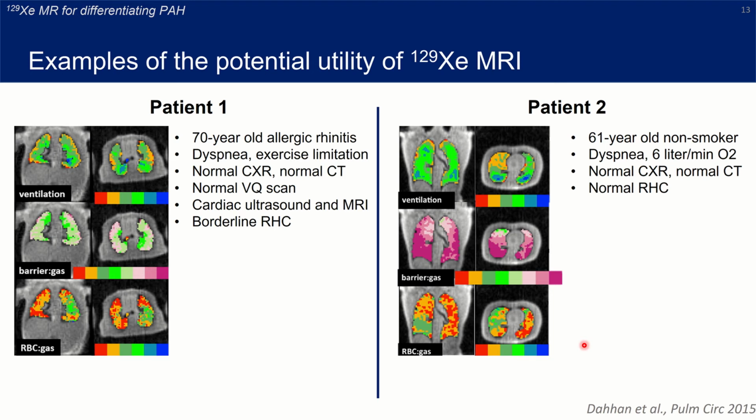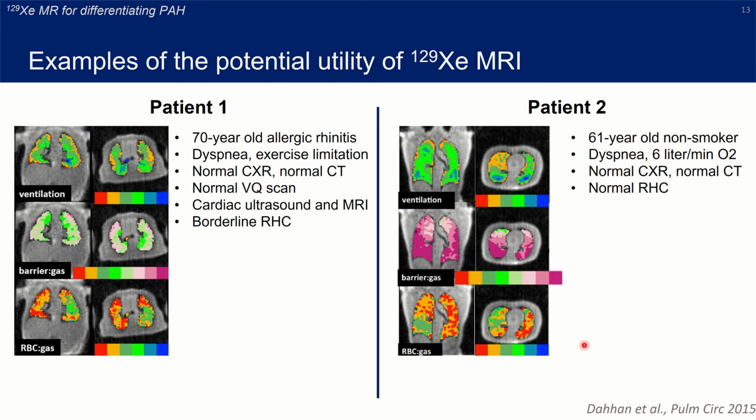And then our second patient, patient number 2, was a 61-year-old non-smoker, and she presented with dyspnea and also had an oxygen requirement, needed 6 liters. She had a normal chest x-ray, a normal CT scan, and then she also had a normal right heart catheterization. So it was really, again, unclear as to what was causing her to require this oxygen. So she underwent MRI imaging, and again had significant red blood cell transfer defects and a very high barrier signal, like one would see in IPF.